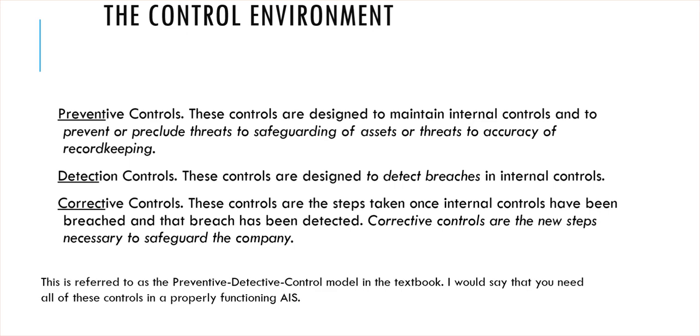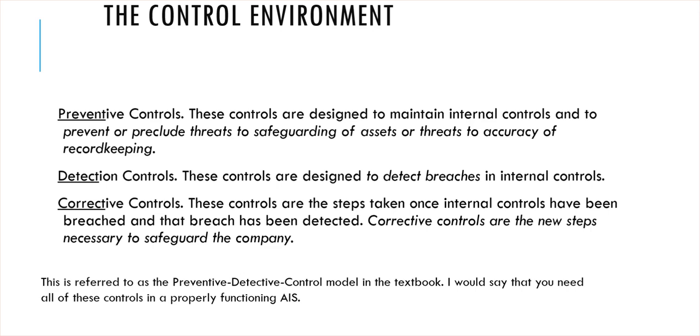You bill a customer for the wrong amount. How do you know you billed the customer for the wrong amount? The customer calls in, and you have a call center where the customer can call in and say, I've been billed for the wrong amount. That is a detective or detection control, having that in place independent of your accounting function where the customer can call in. Then you have corrective controls.